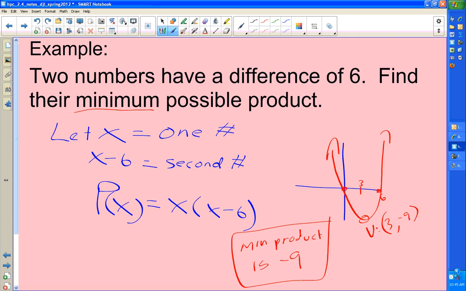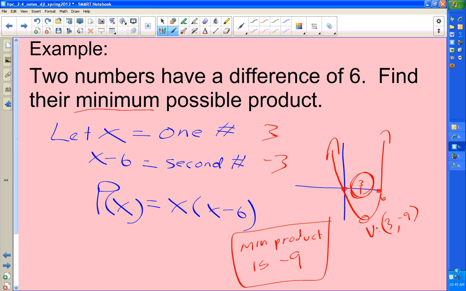Because you put in 3 for x, so 3 minus 6. When x is 3, one of the numbers is 3. 3 minus 6 is the second number. Negative 3. That's why we do a let statement, so we know what the things are that we're trying to figure out. The two numbers are 3 and negative 3.